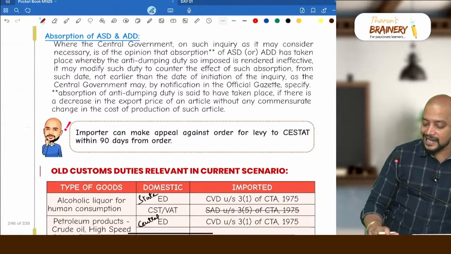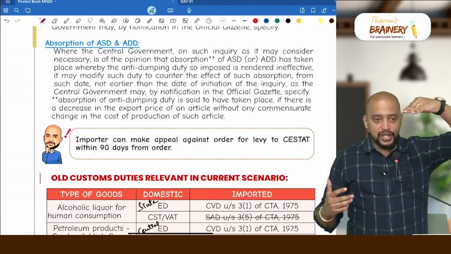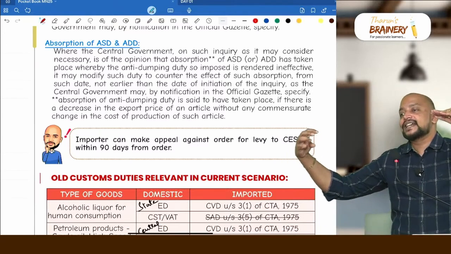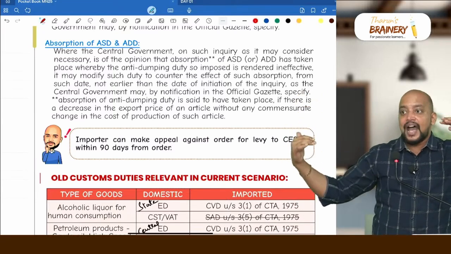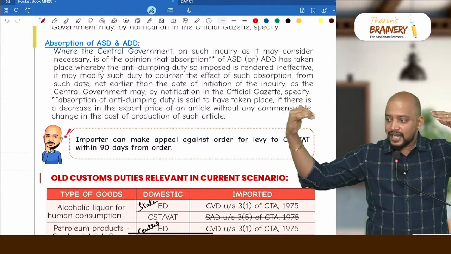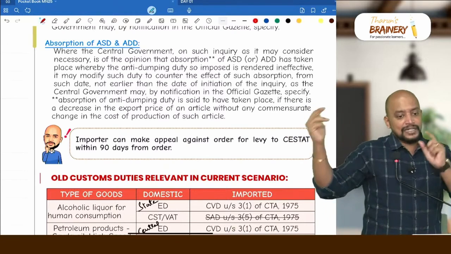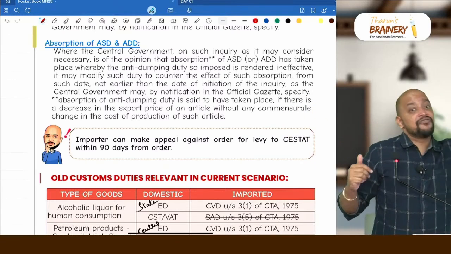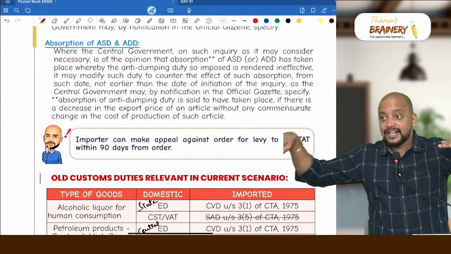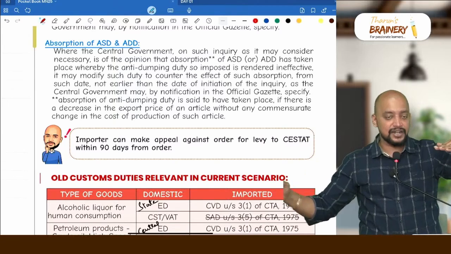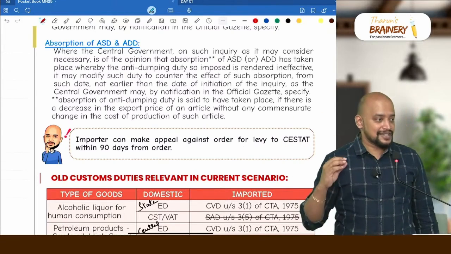Absorption of ASD, ADD. Absorption is said to take place when the exporter offers a discount in order to compensate the ADD or ASD. Here there is some ADD, ASD already levied, because of which the price increases, and when the import price increases, the same as the local market price, then no one will import. For that reason, the exporter is giving a further discount to absorb the customs duty, anti-dumping duty or anti-subsidy duty that is levied here. For that reason, it is called absorption of anti-dumping duty or anti-subsidy duty.